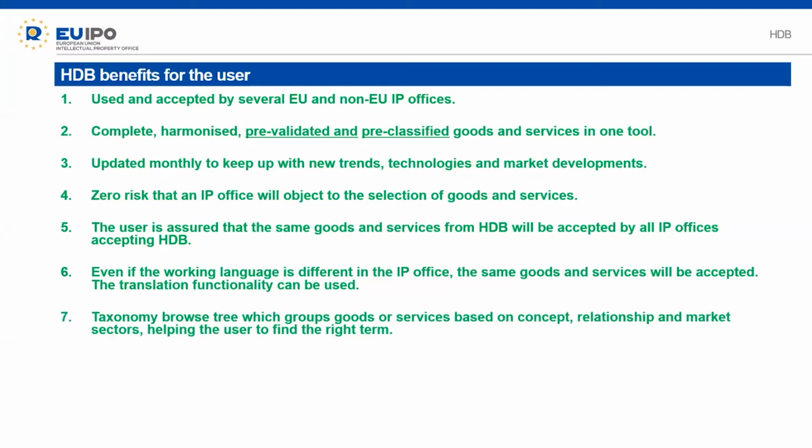Then, also available for the HDB offices in TMclass, we have this browse tree called taxonomy, which helps users find the correct good or service more easily because they are grouped based on concept, relationship and market sectors. So you will be able to browse through it and filter down to relevant goods or services. And as already mentioned, this is also available 24/7 and is free of charge. So these benefits are the ones towards the user, being IP attorneys, small enterprises, or individual persons. And of course, all in all, these save you time and money.